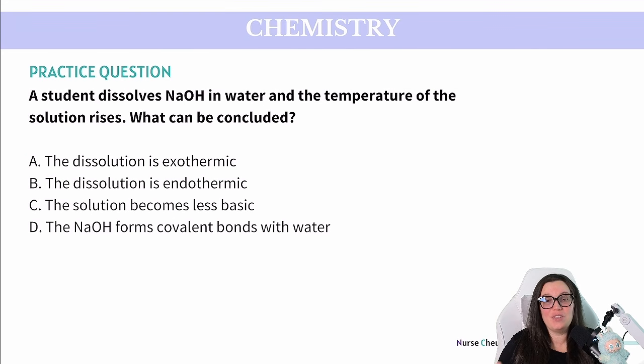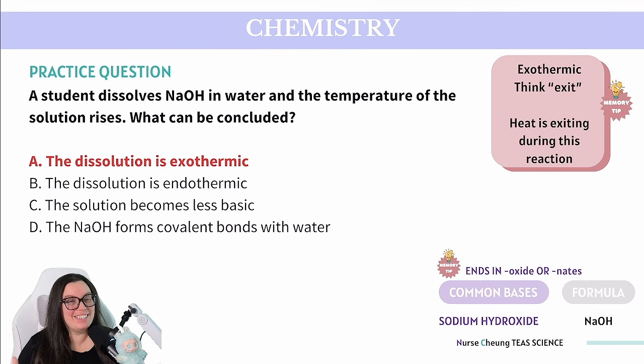A student dissolves NaOH in water and the temperature of the solution rises. What can be concluded? Is it that the dissolution is exothermic? The dissolution is endothermic? The solution becomes less basic? Or the NaOH forms covalent bonds with water? And the correct answer for this one is going to be A. The dissolution is exothermic. So you might be thinking to yourself, what on earth is NaOH?